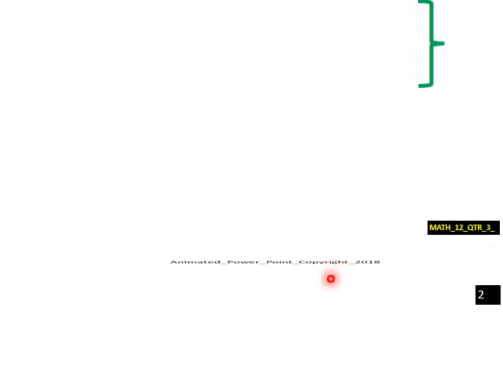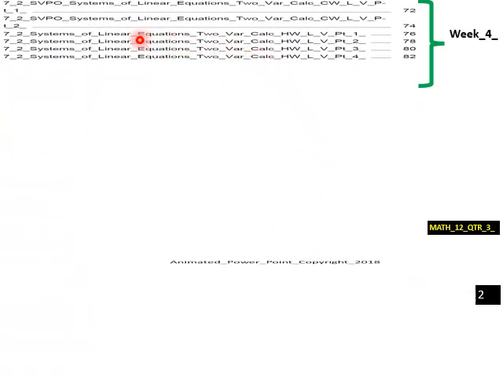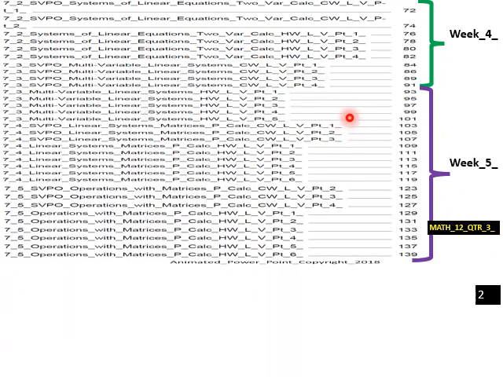And then going in here to week 4, we go in again with systems of linear equations, 2 variable equations. And then for 7.2, systems of linear equations, 2 variables, we finish up with that. And then we go into multivariable linear systems. And then we have homework here on week 5. And then linear systems of matrices, week 5. Week 5 is huge. And then operations with matrices as well. This is all in week 5 here.